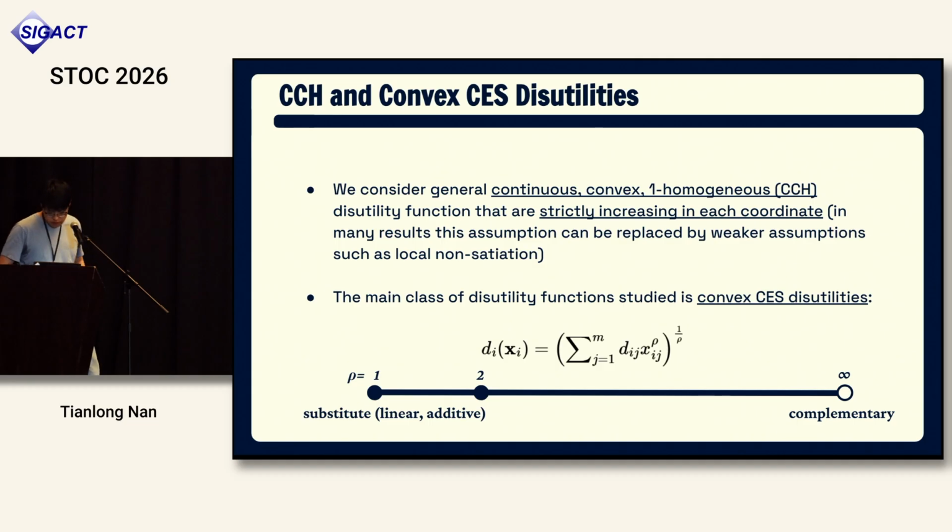The most interesting class of disutility functions we define as a convex CES disutility of this form. This kind of mirrors the CES utility in the goods case. The full spectrum is defined by rho from 1 to infinity. The rho equal to 1 case is the substitute case, and when rho goes to infinity, it turns to the complementary case.